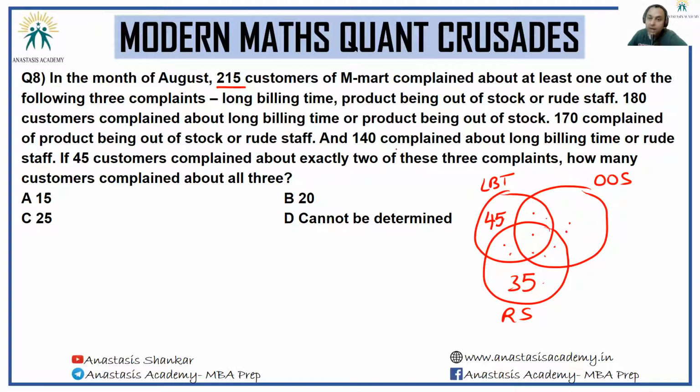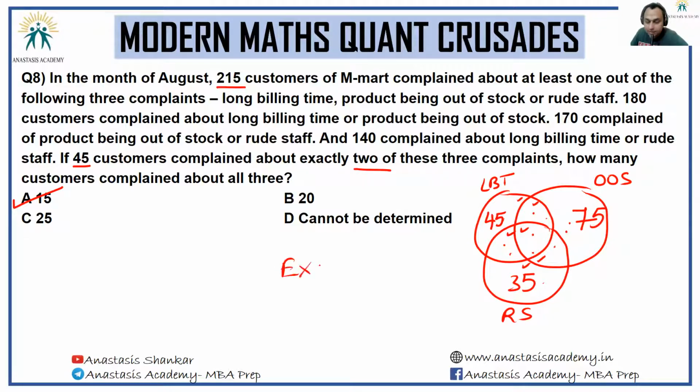This is also known. And 140 complained about long billing times or rude staff. So now 140 belongs to these regions, the ones that I'm ticking. 140 is here. So 60 plus 75. So 75 people are here. So exactly 1 we know to be 45 plus 35, 80, 80 plus 75, 155. 155 plus 45 customers complained about exactly 2. Then how many customers complained about all 3? Answer is option A, 15 people.